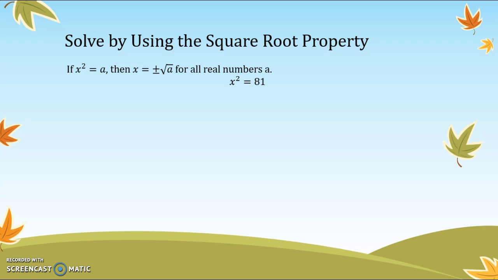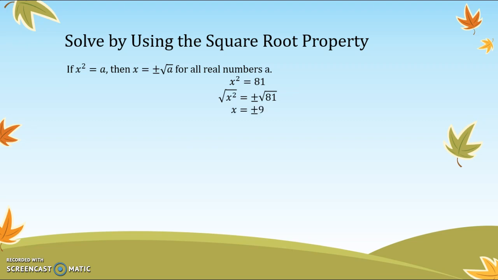It states that if we have x squared equal to a number, or it could be a variable, then to undo the square, we take the square root, and therefore x is equal to plus and minus the square root of a. So let's say we start off with x squared equals 81. To undo the square, we will take the square root of each side. However, that will also give us plus or minus the square root of 81.